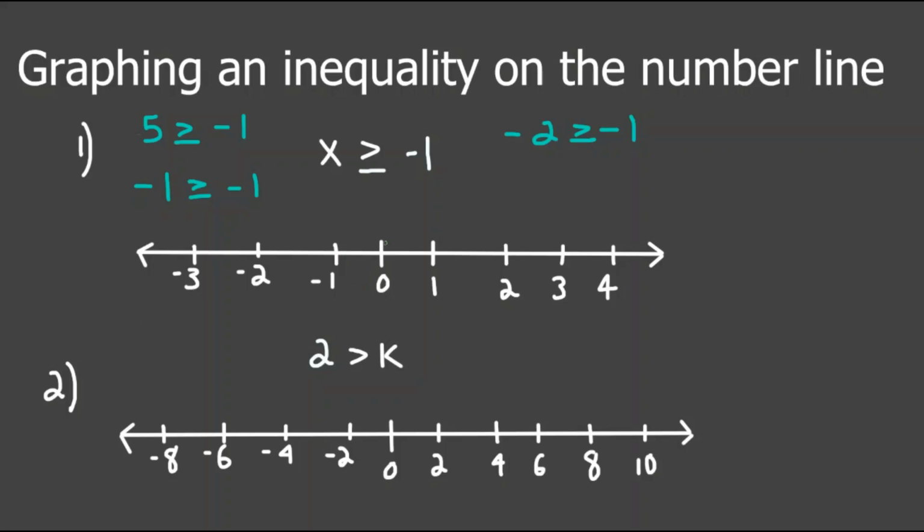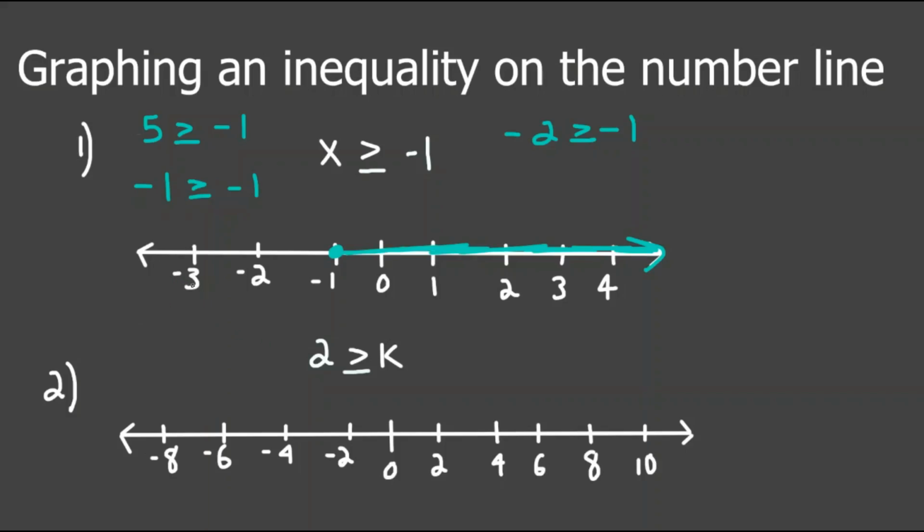So what we do to graph it is we draw a closed circle, because we're including negative 1 as our list of possible x values. And then we're going to go toward the side where our numbers start to get greater than negative 1. Let's go on to our last one.